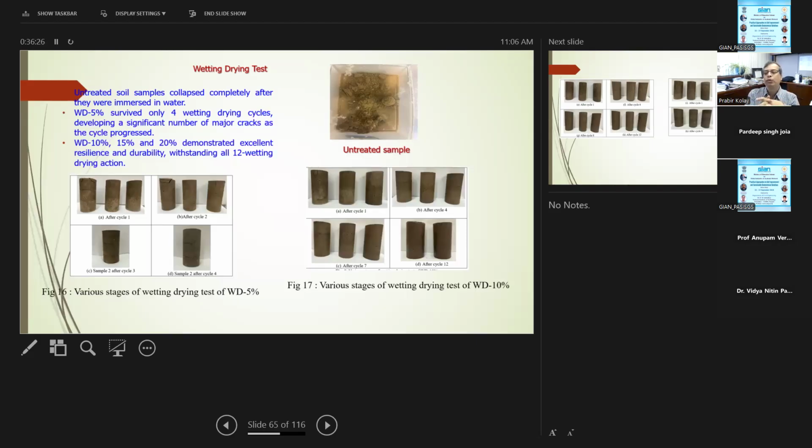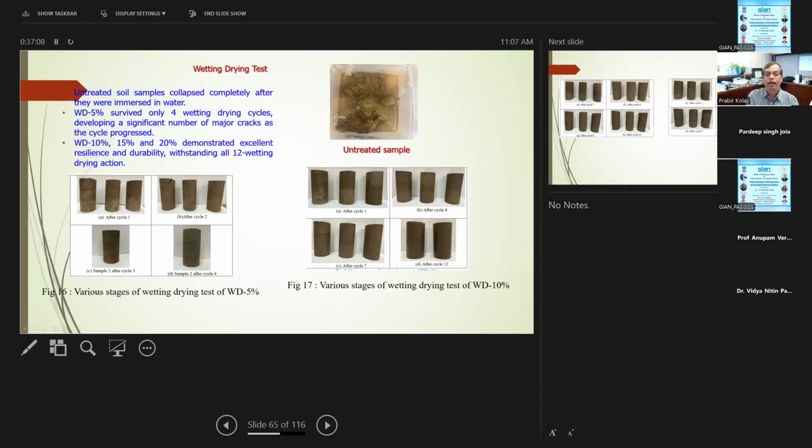The same thing you do when you keep it in the freezer, then take it out and check how much is the loss or volume change. So here, the untreated sample collapses immediately. These are the samples for the wetting and drying, and after one cycle it's almost intact. This is after 2 cycles. We use 2 identical samples for each test, and this is sample 2 after 3 cycles. Only 1 sample is remaining, the other is not very good. Sample 2 is after 4 cycles.